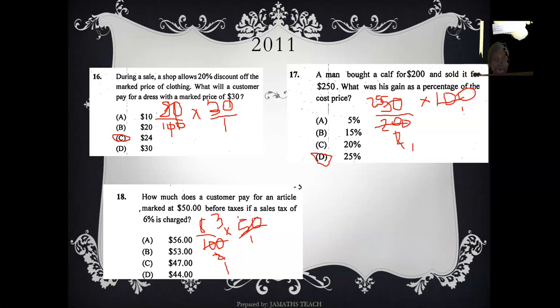The question says, how much does a customer pay for an article marked at $50 before taxes if the tax charged is 6%? So remember we said that for a sales tax, you are adding the amount to the original cost. So that would be 50 plus 3, so that's $53. And I'm going to go ahead and clear the screen.